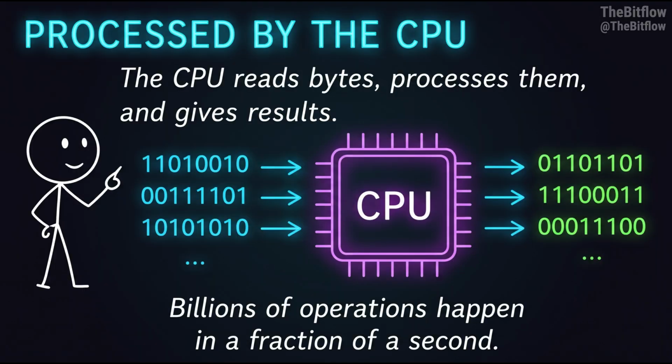Now imagine billions of bytes flowing into the CPU. The processor reads them, performs calculations, makes decisions, and sends new bytes back out. Every click, every animation, and every app running on your computer depends on this continuous stream of data.